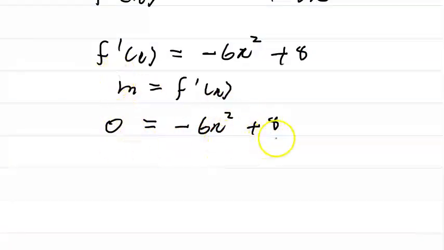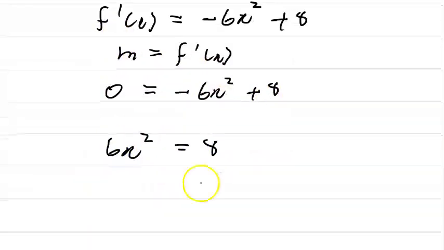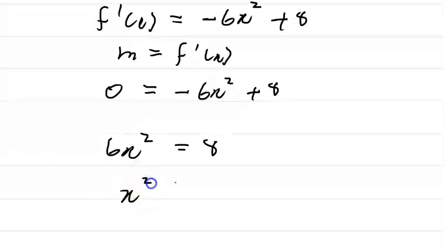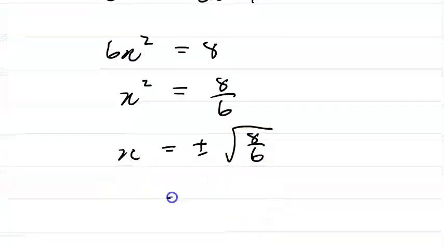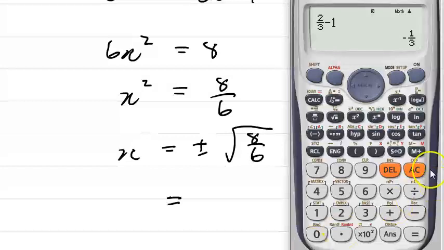Now let's solve for x. We're going to get 6x squared equals 8, and x squared equals 8 over 6. And then x equals plus or minus the square root of 8 over 6. So let's put that in the calculator.